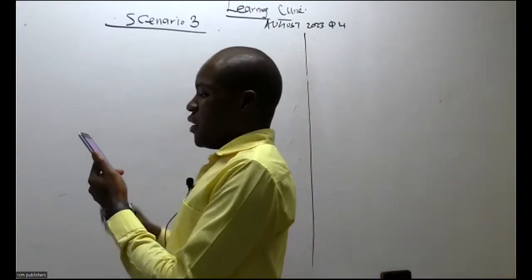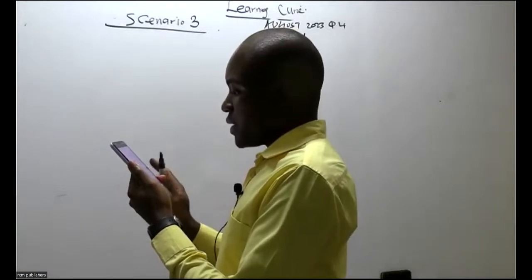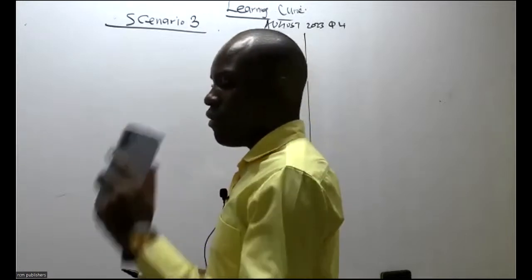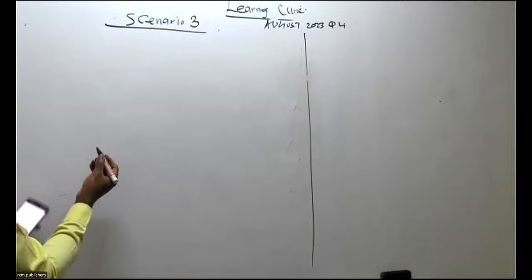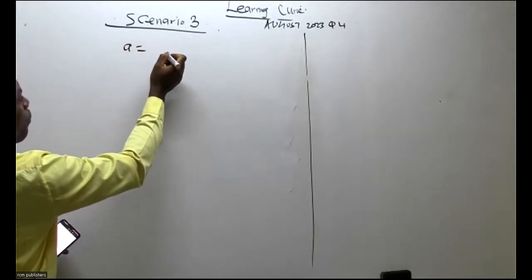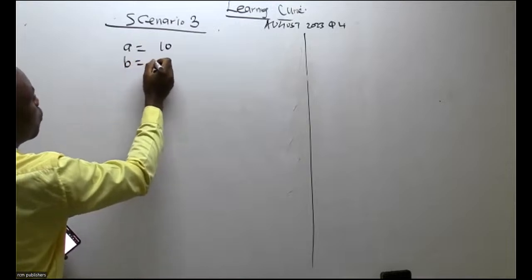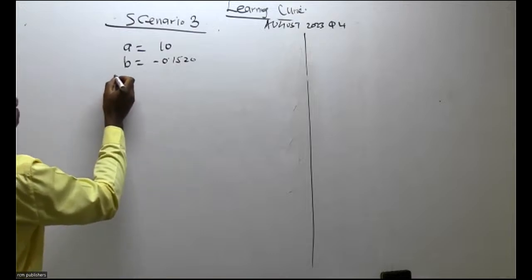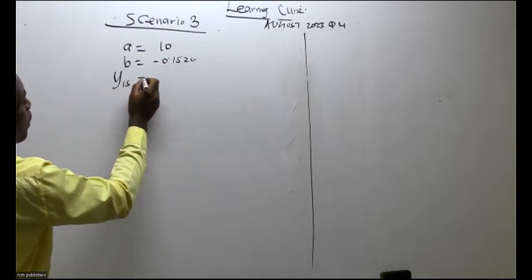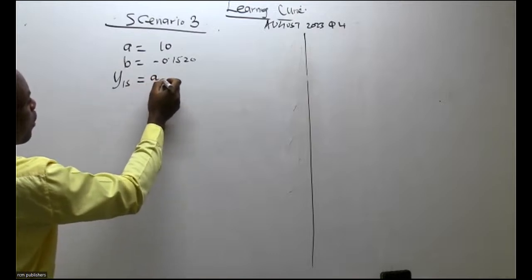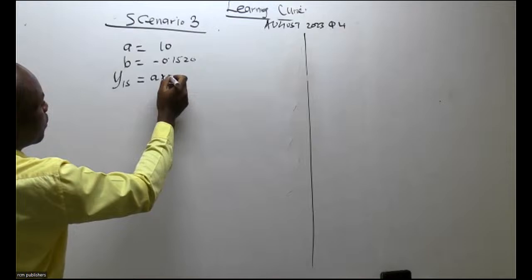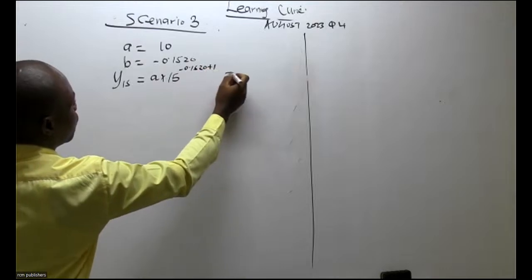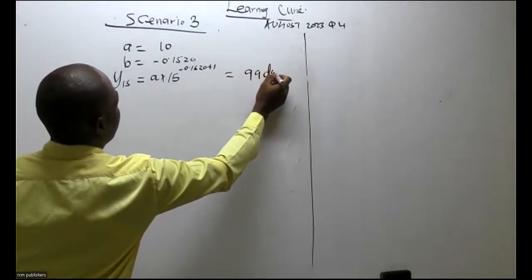What are they doing? To assemble and deliver 13 buses without overtime and deliver 2 buses later. Sasa hapa kuna overtime. They want to deliver 13 buses. Our A is equal to 10. Our B is equal to negative 0.1520. Then our Y at 15 is equal to A times X, which is 15, raised to the power negative 0.1520 plus 1. This one was giving us 99 days. I believe you can remember.